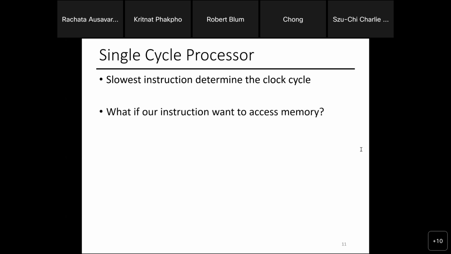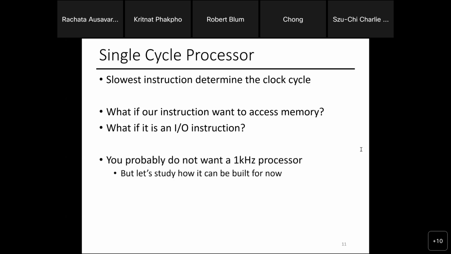So let's say, what if some of my instructions have to access the memory? That becomes what dictates how fast my CPU can be. Right? What if it's an I/O instruction? How do I imagine dealing with I/O? Back in the day, I/O memory is kind of like a memory unit, same thing, right? You probably don't want something like a 1 kilohertz processor, because that's what you're going to get if you assume every single thing takes one cycle. All right, but let's study how we can build it, because everything builds from here.